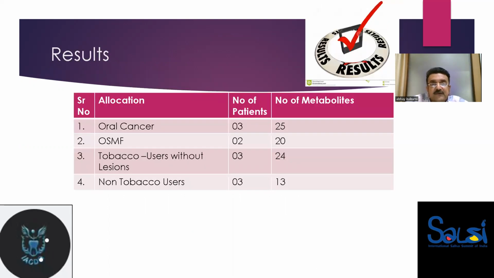So till this date, we have done this much data. Oral cancer, 3 patients, we have found 25 metabolites. Oral submucous fibrosis, 2 patients, we found 20 metabolites. Tobacco users without lesions, 3 patients, we have found 24 metabolites. Non-tobacco users, 3 patients, we have found 13 metabolites.